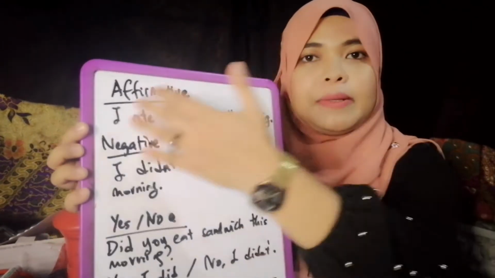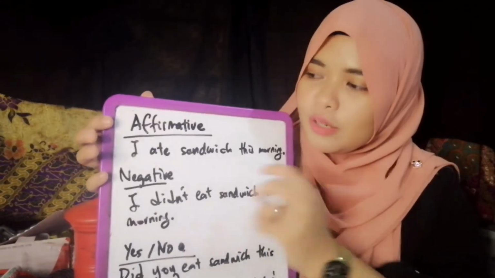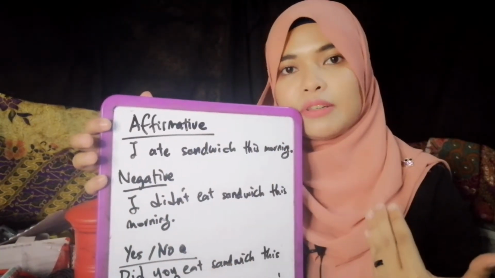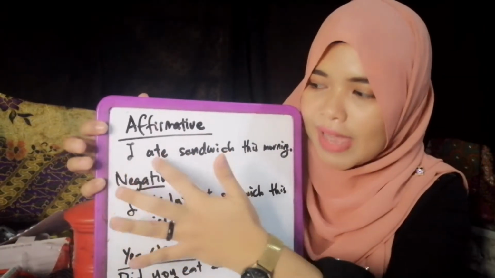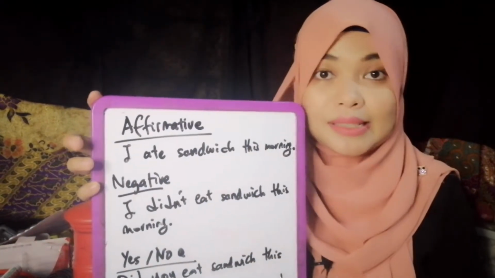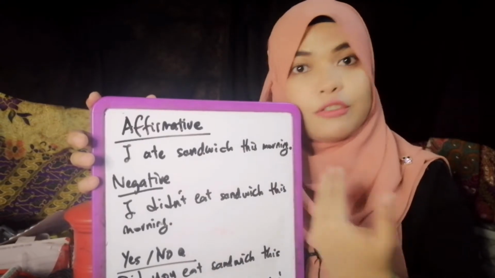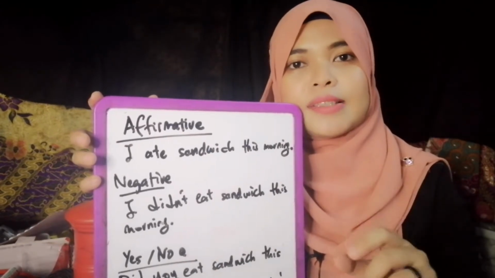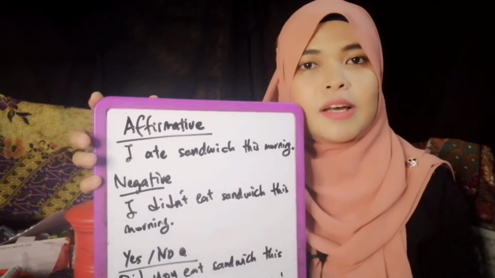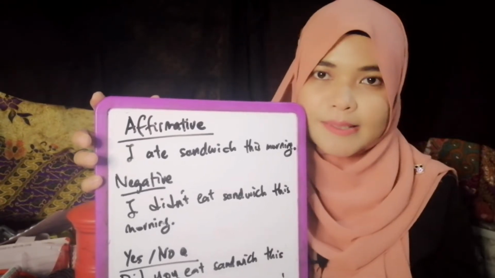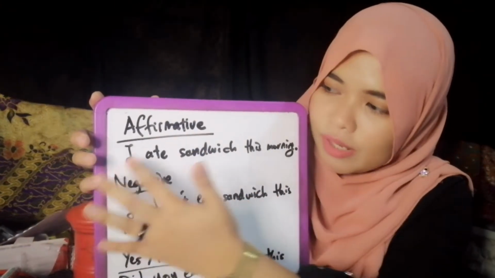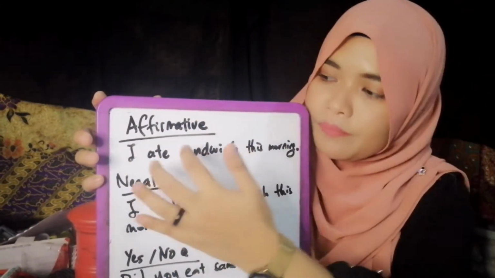Okay, so an example of affirmative: we have subject, we have verb, and we have the object or complement of the sentence. So I ate sandwich this morning. Remember, when you use simple past tense, you need to have the indication of time because we want to know the time. If you want to talk about something that happened in the past without time, you have to use another tense. Okay? So I ate sandwich this morning. Subject, verb, object or complement.